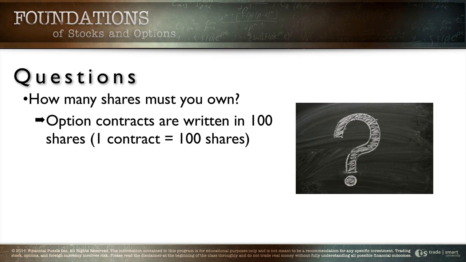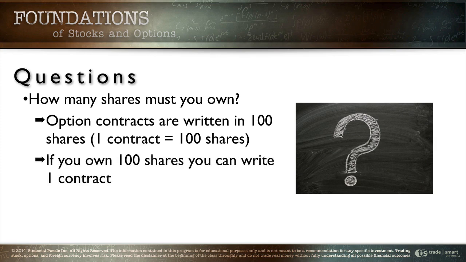Let me roll through some FAQs. How many shares must you own? Well, remember, options are written in contracts of 100 shares, so you've got to have at least 100 shares. If you own 100 shares, you can write one contract. Joshua, tell me something. If you own 151 shares, how many contracts can you write? You own 151 shares. You can write one covered call.